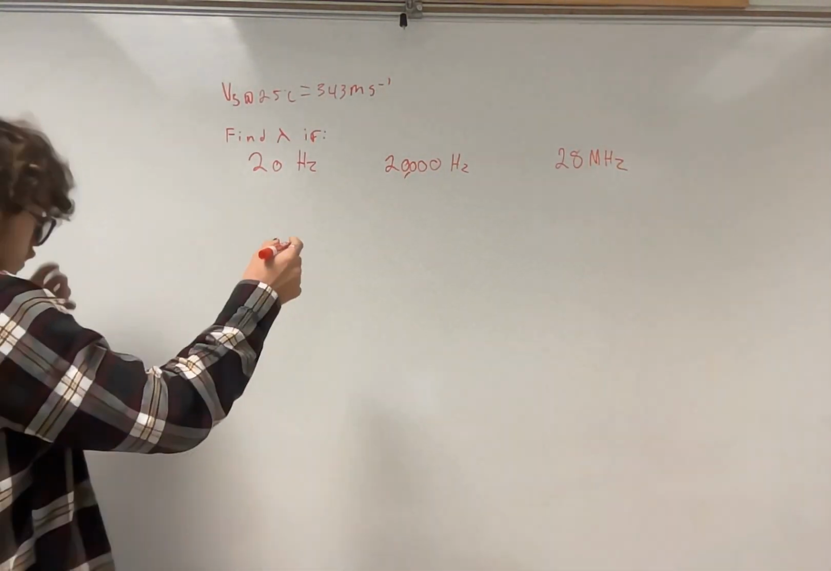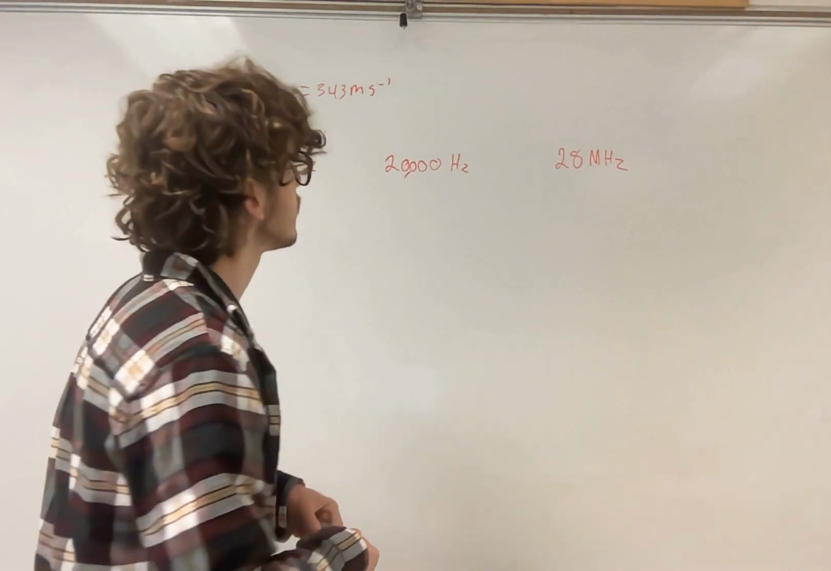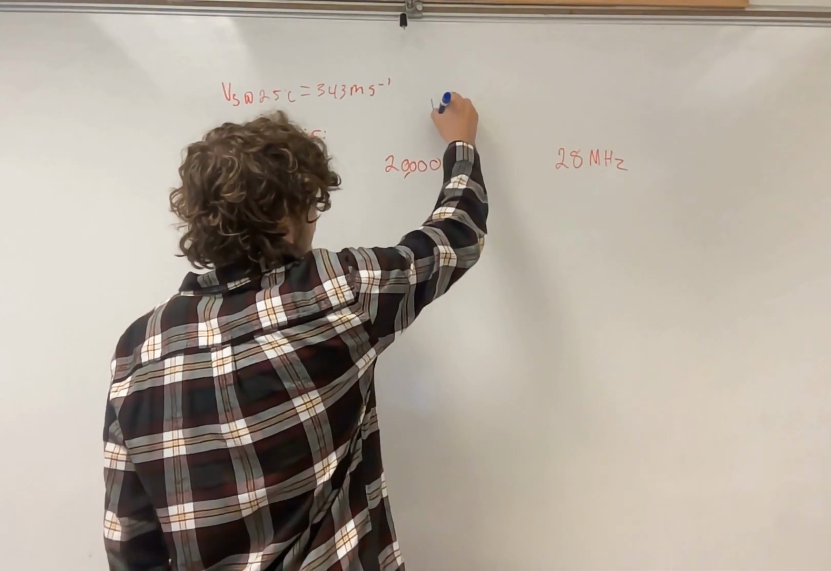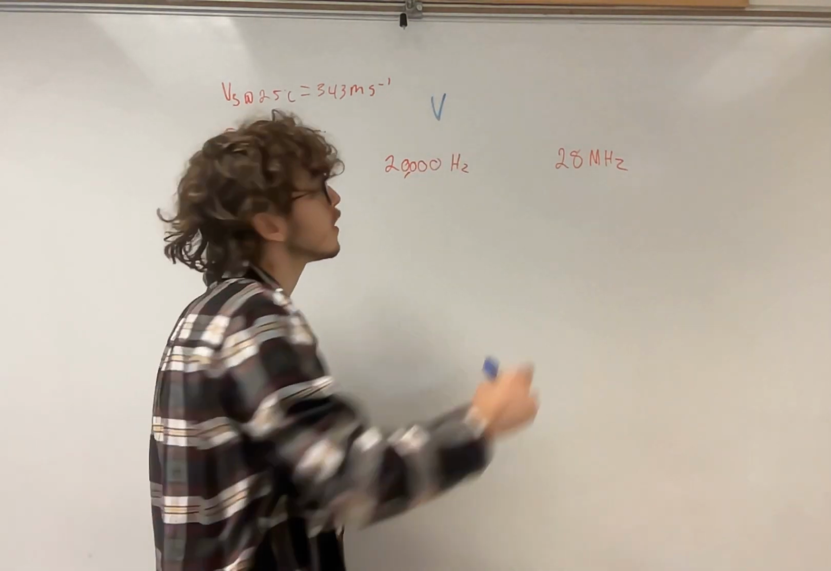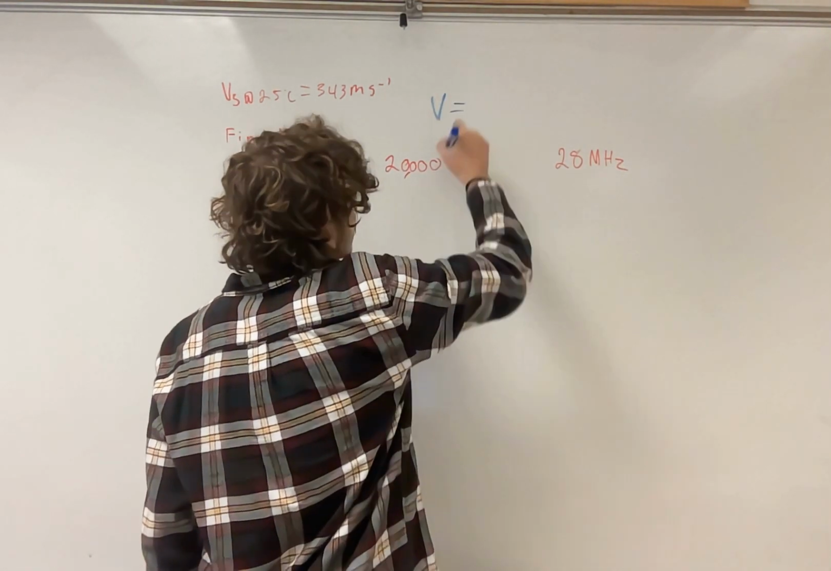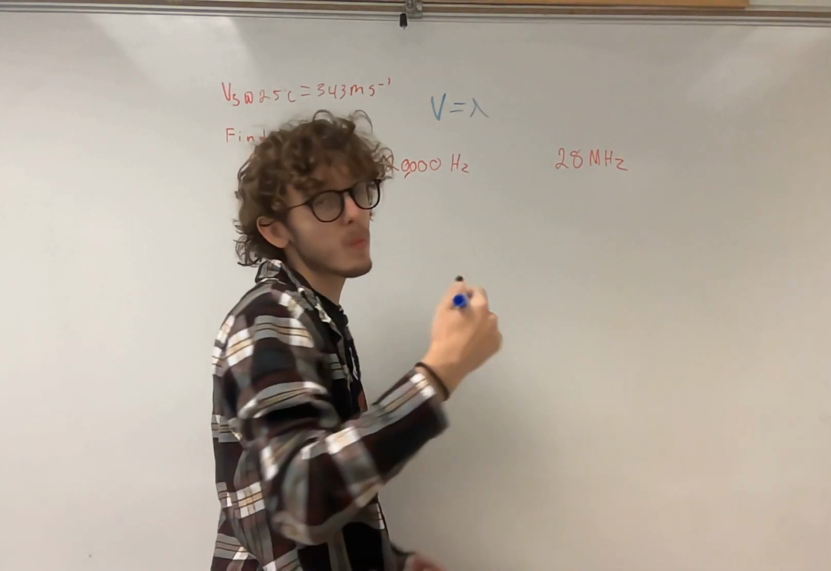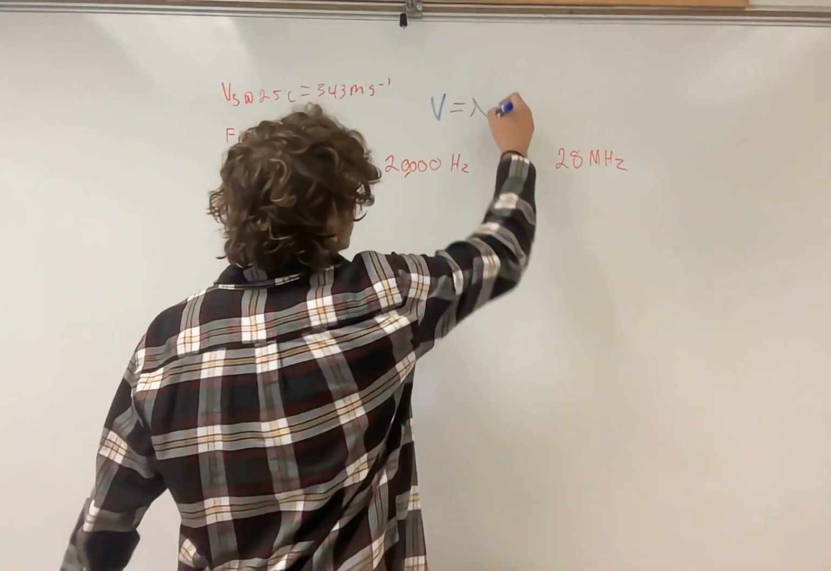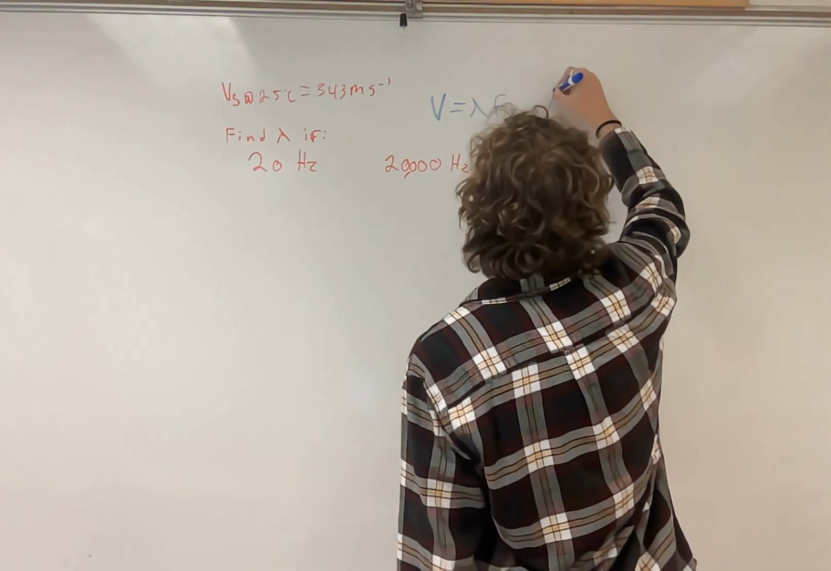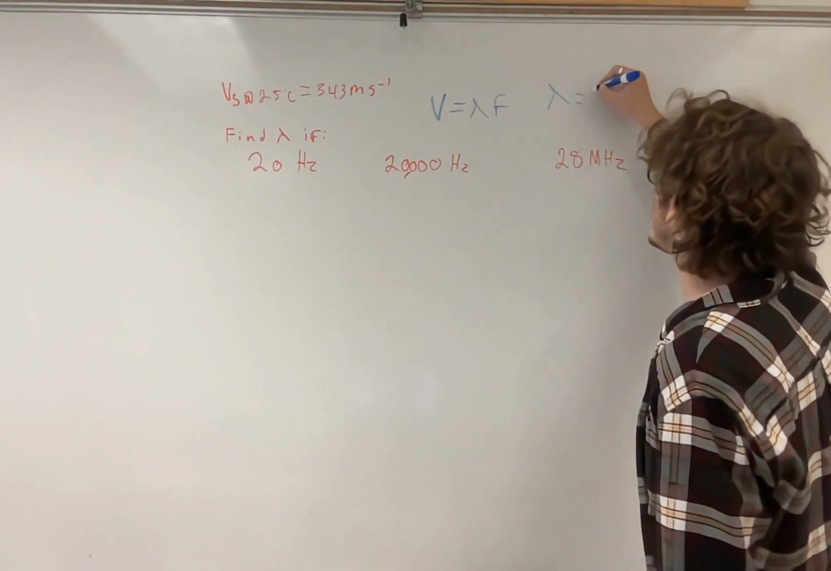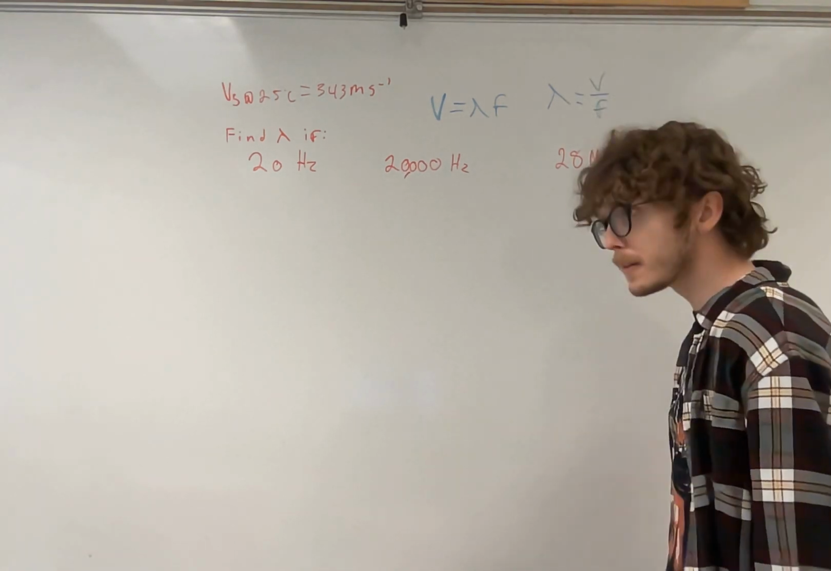We know that, and I'll draw my annotations in blue so you don't miss them, the velocity of a wave, or wave speed, is equal to lambda, which is the wavelength we're trying to find, times frequency. So to find lambda, we just divide by frequency, so velocity over frequency, and that will give us wavelength.